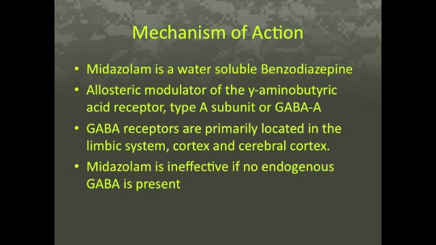The drug midazolam is categorized as an allosteric modulator of the gamma-aminobutyric acid type A subunit, or GABA-A receptor. From here on out, I'm going to refer to it only as GABA receptor. The GABA receptors are located throughout the brain in an uneven manner. However, most of them are located in the limbic system, cortex, and cerebral cortex. Because midazolam is only an allosteric modulator, you still need endogenous GABA in order to have any effects.